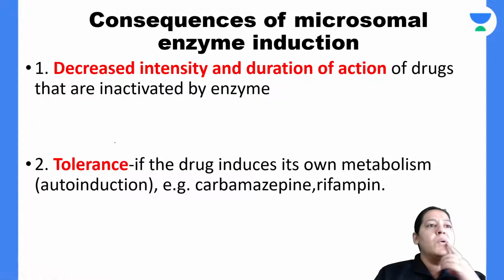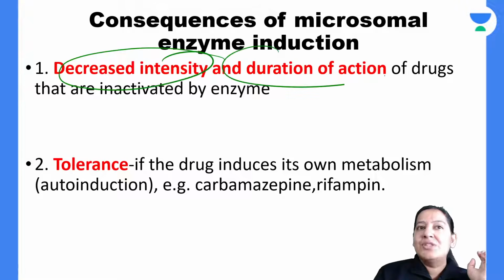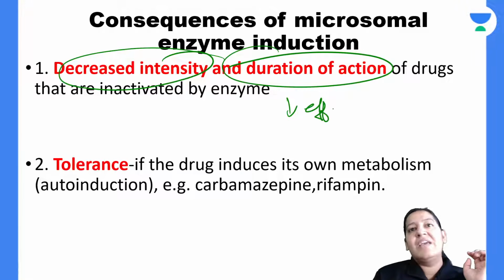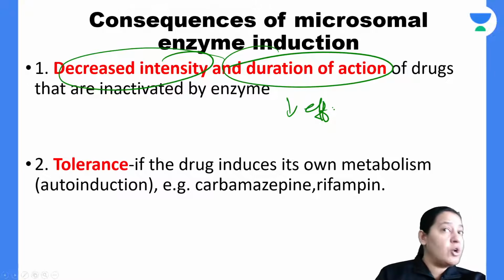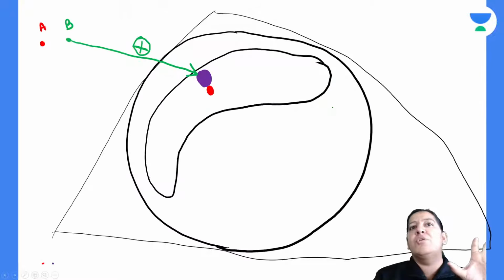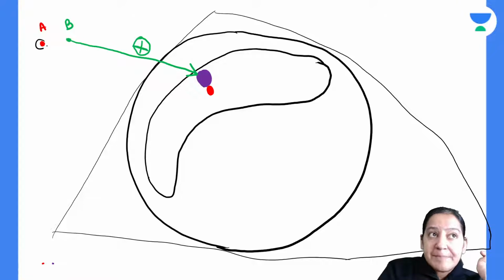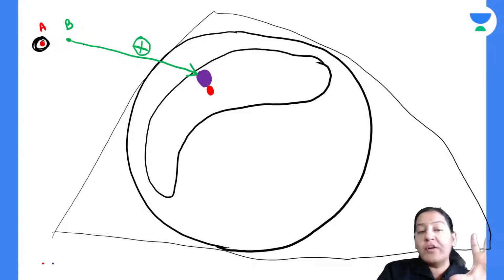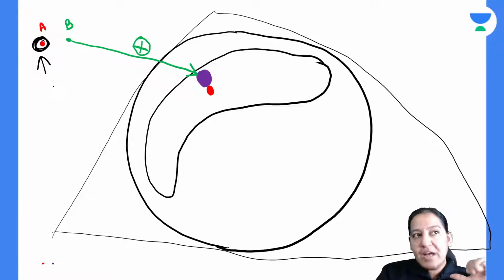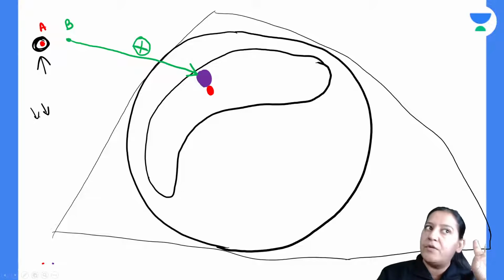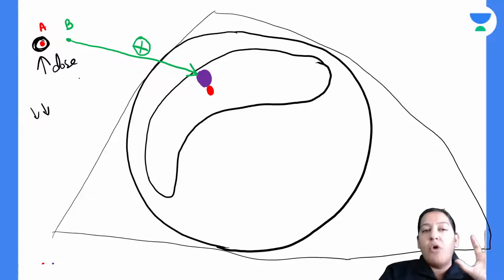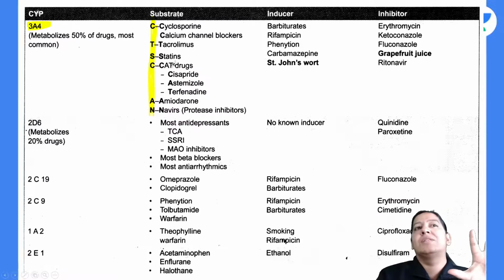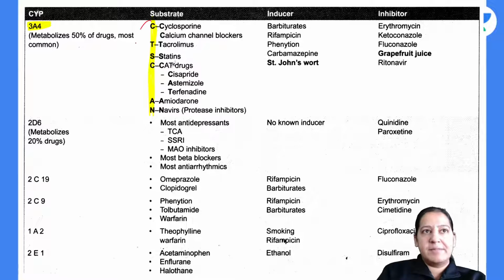So here, decreased intensity and decreased duration of action, that is reduced effectivity, efficacy of the drug. There the consequence was toxicity. Here the consequence is reduced intensity and duration of action. Both things are opposite and both are happening for the substrate drug, the parent drug, not for the enzyme inducer or inhibitor. So here you have to increase the concentration of the parent drug because its efficacy is reduced, its duration and intensity are reduced. It is excreted out of the body. So you have to increase the dose if you want its action. Again, the substrate drugs are the same.